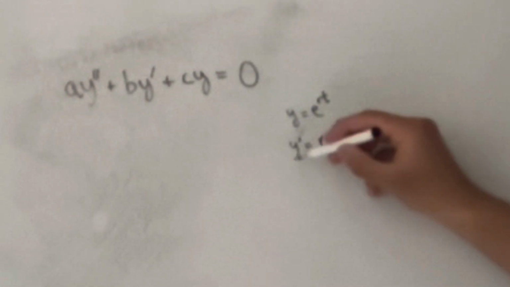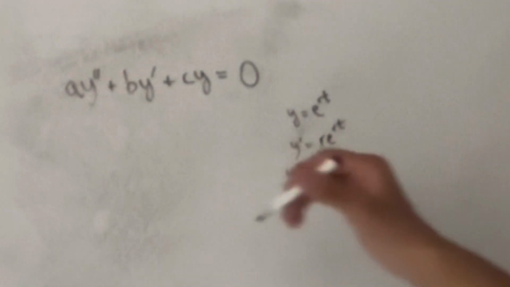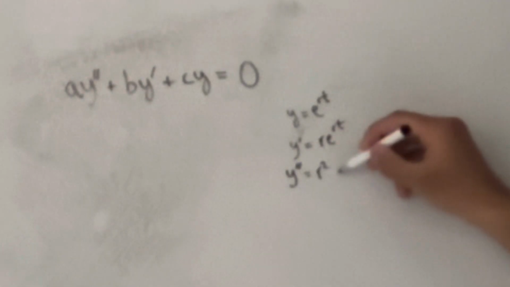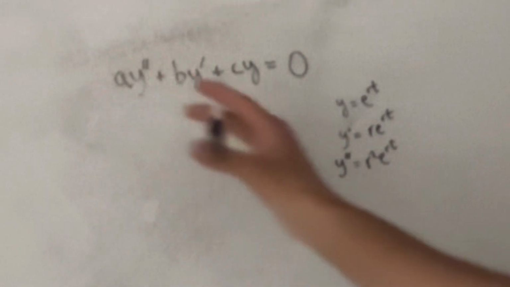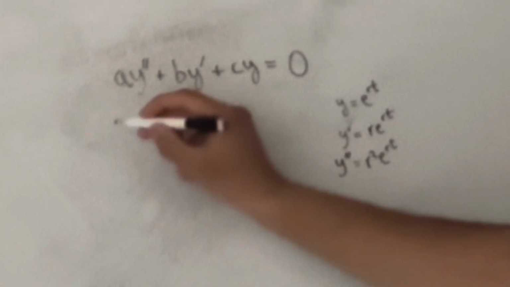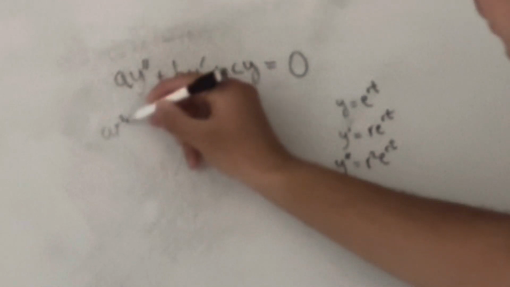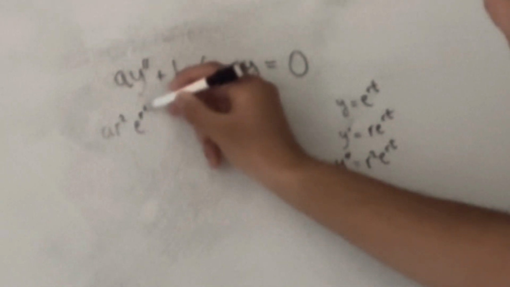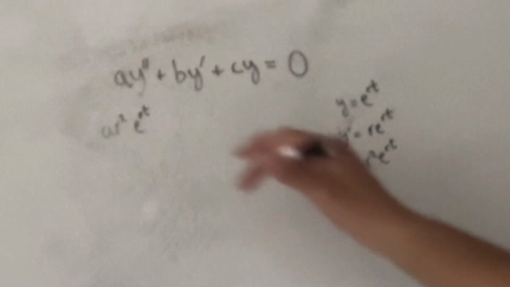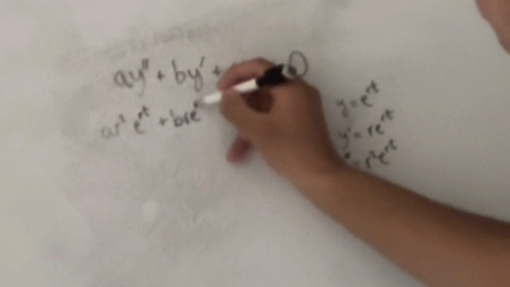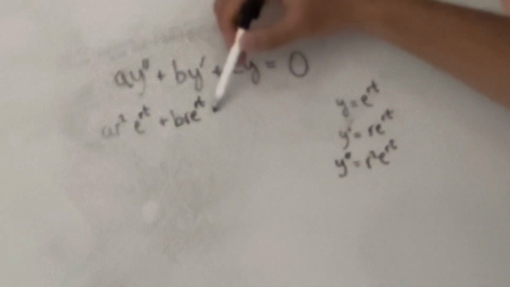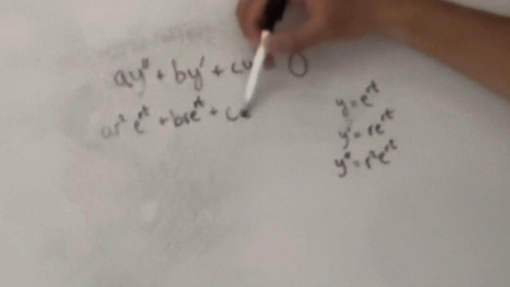What is y double prime going to be? Right, y double prime is going to be, we put another r in front, so it's going to be r squared e to the rt. We can now plug all this stuff in. We know that y double prime is r squared, so it's going to be a r squared e to the rt plus b times r, so b r e to the rt, plus c times e to the rt equals 0.